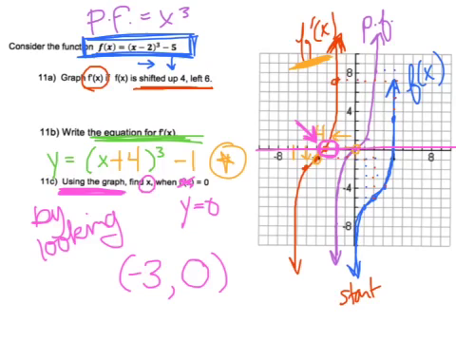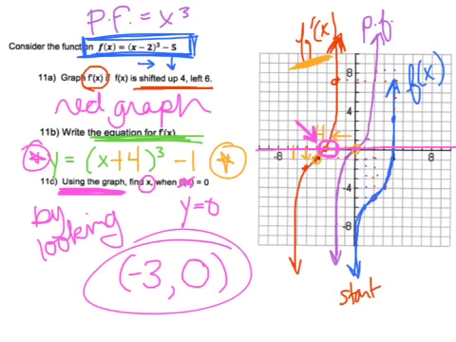And so the red graph is 11a's answer. Our equation is 11b's answer. And this ordered pair is our answer for 11c. Study hard, make your note card, and you'll do great on the summative tomorrow.